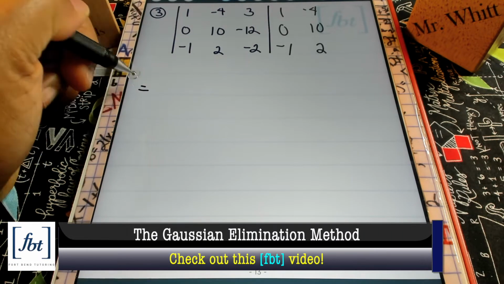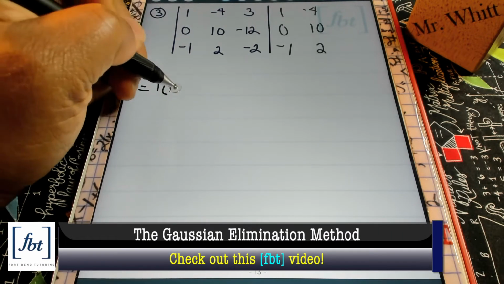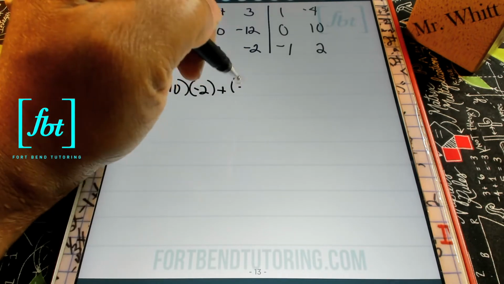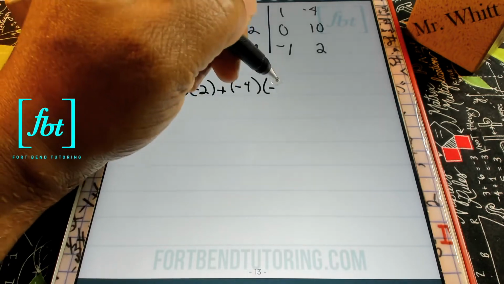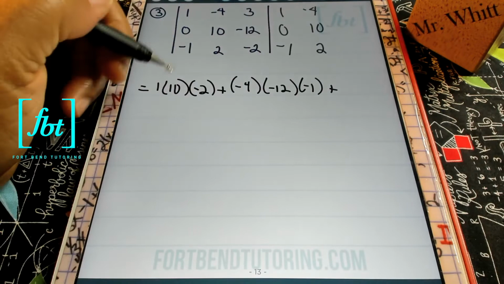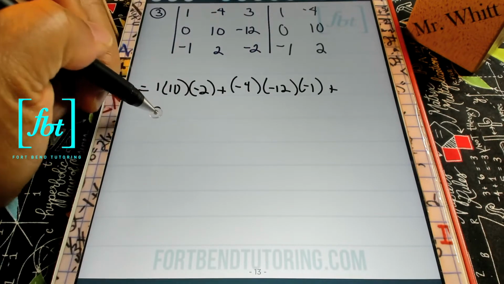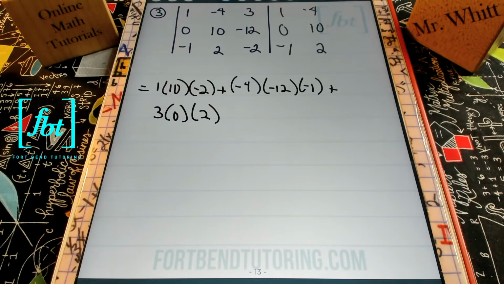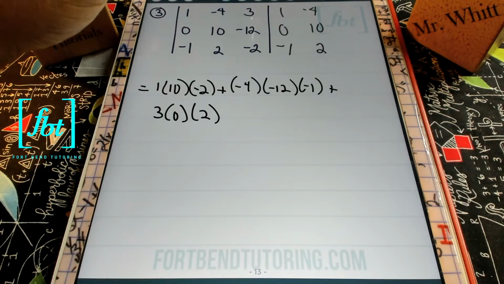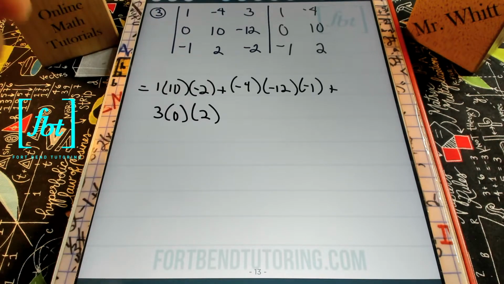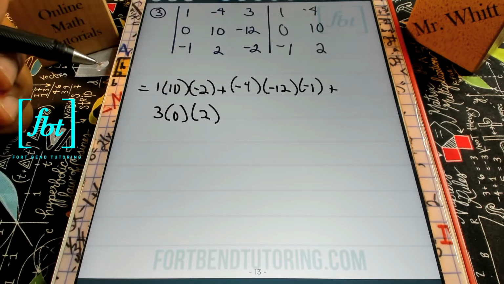together. So for instance, I'm going to be multiplying 1 times 10 times -2 plus the product of -4, -12, and -1. And I'll be adding to that the product of 3, 0, and 2. And then I'm going to subtract from that the products of the diagonals rising to the right. These products that contain three elements will be subtracted from the first three products that we created.